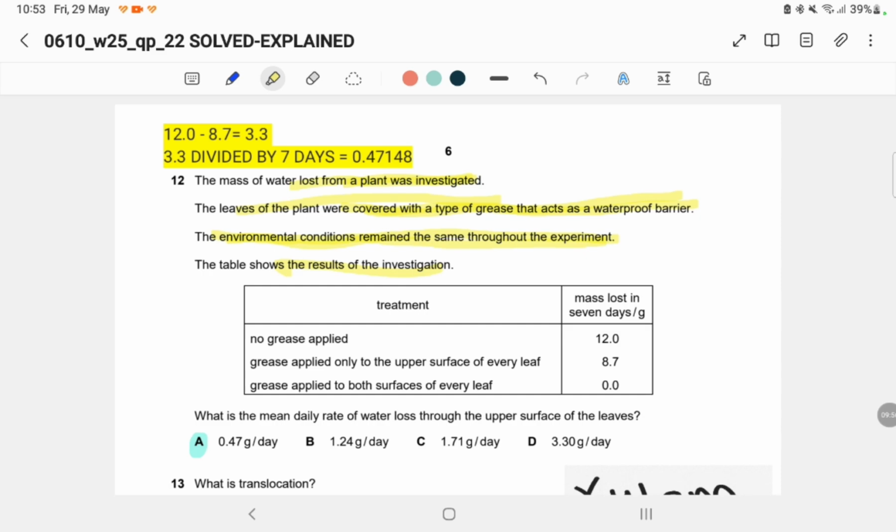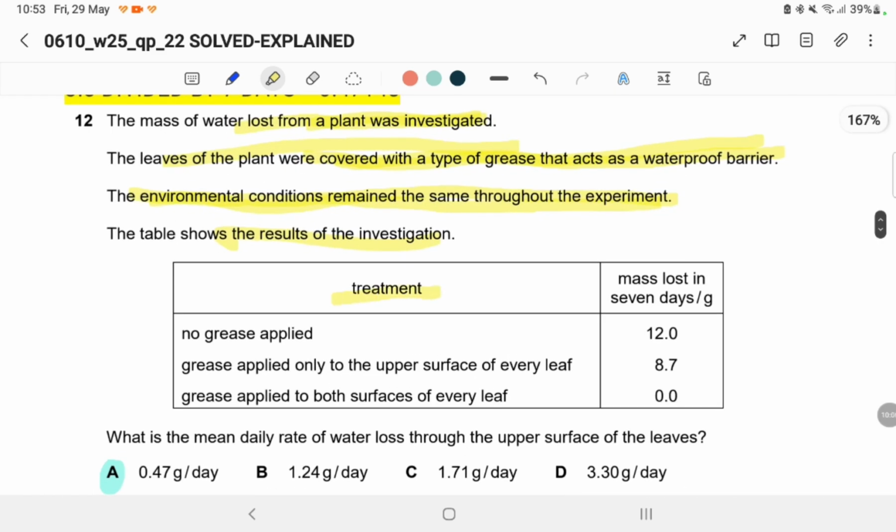Now let us read the table word by word. First of all, in your x-axis, your first independent variable is giving you a treatment: no grease applied, grease applied only to the upper surface, and to both surfaces of the leaf. And then here you have the mass lost in 7 days, and the mean daily rate of water loss. Mean daily rate of water loss is not asking you for the mean daily mass loss or rate of mass loss. No, it's not asking you for that. It's asking you for a completely different thing.